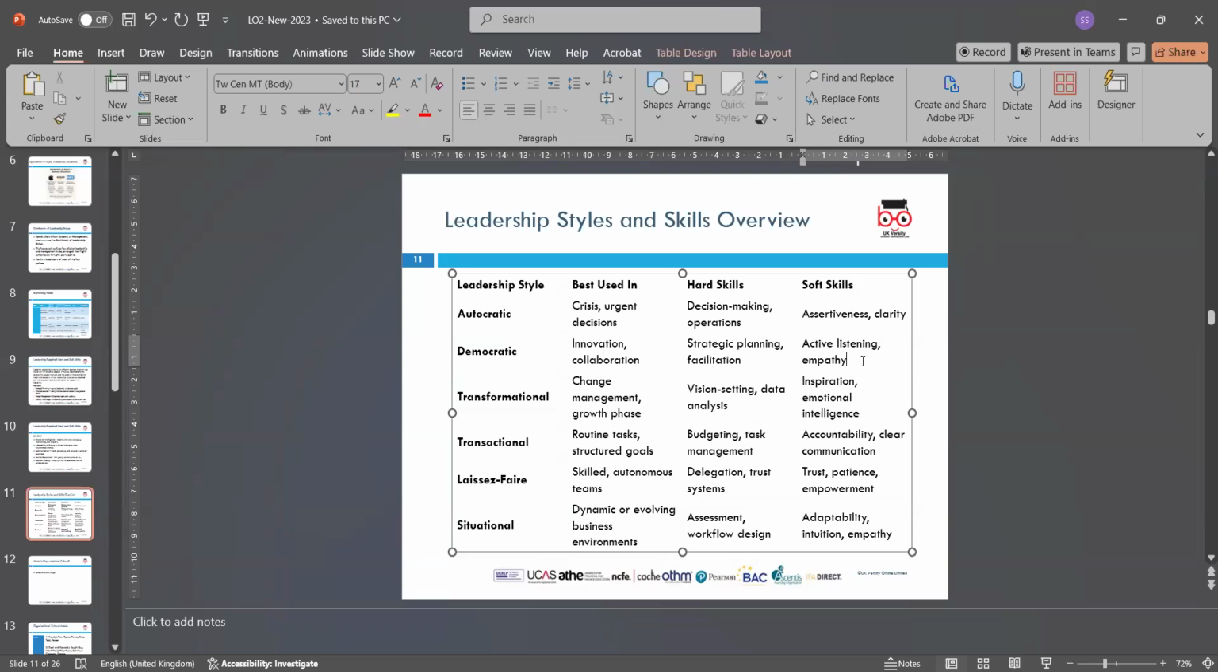Transactional skills: here you are giving something in response to work to get your work done. So in this case, you are working on budgeting and task management. Task management is very important here because the main focus is to get the work done. So you should have task management skills. Then of course there should be clear communication skills.